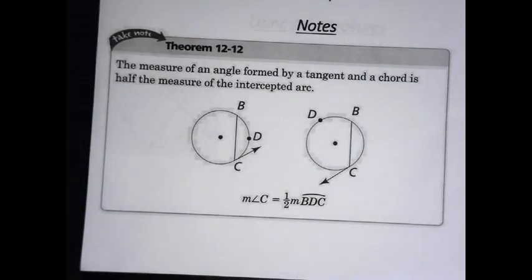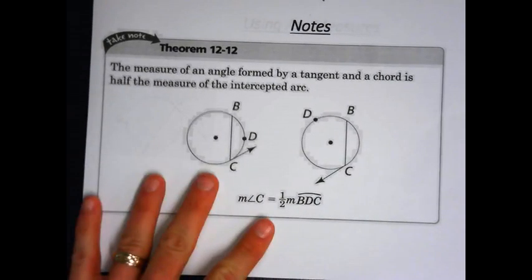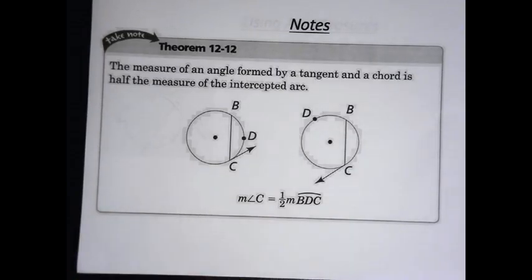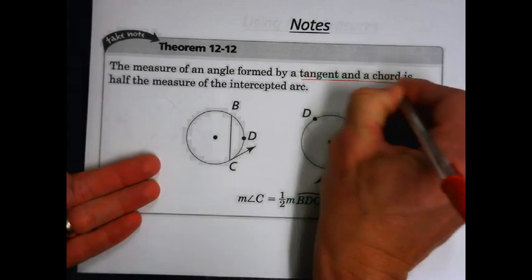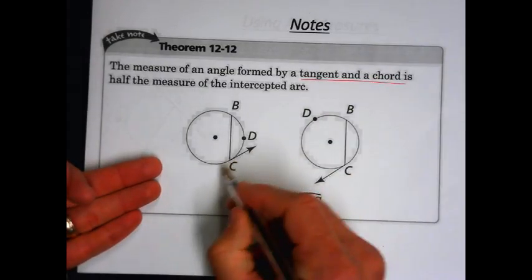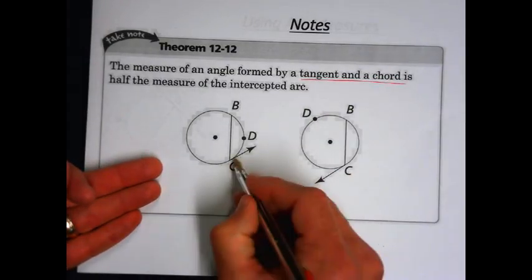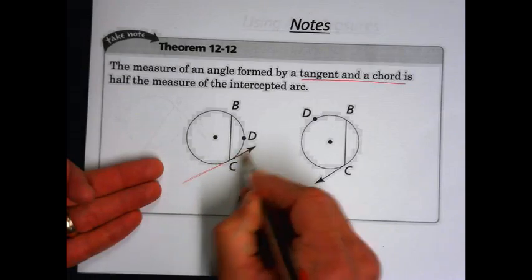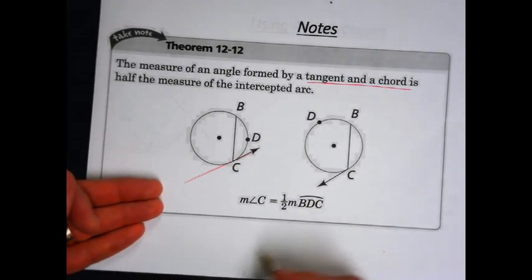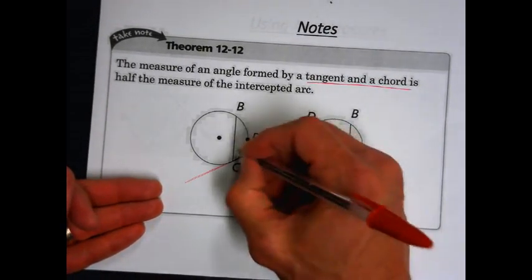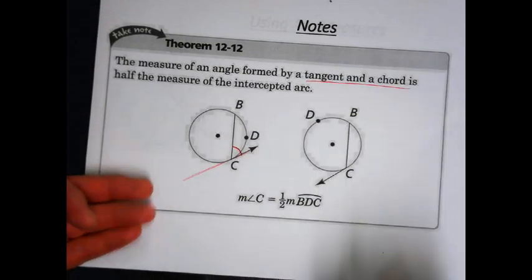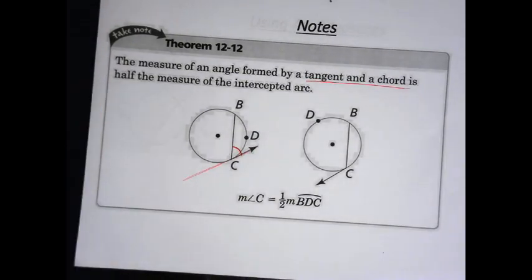There's another note that deals with that same relationship. It's not an inscribed angle, but it is formed by a tangent and a chord. If you have a tangent to a circle, the angle that is formed by that tangent and that chord is going to be half the intersected arc.